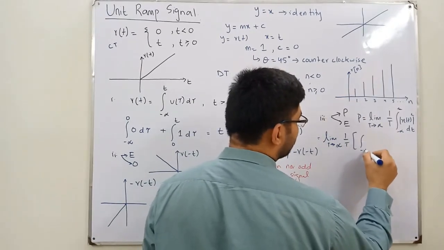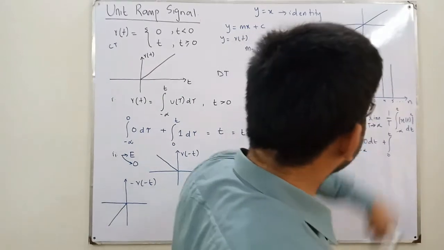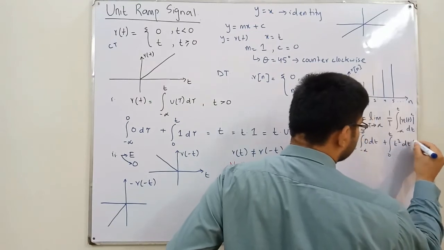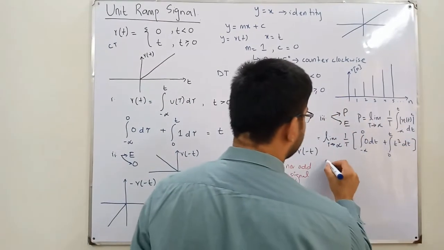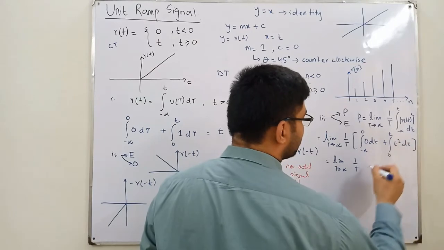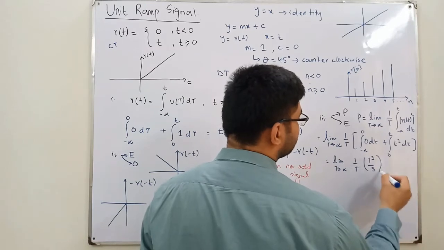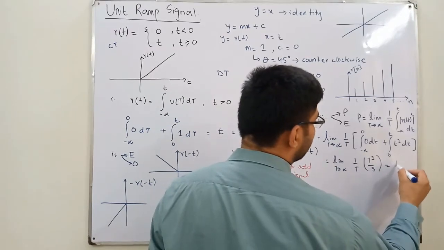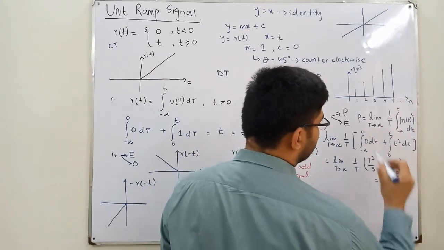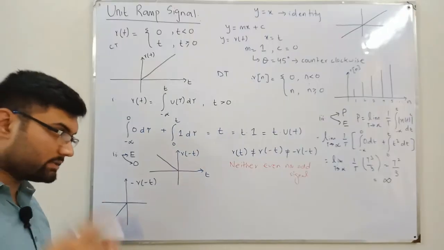and from negative infinity to 0 the value of the function is 0, and then from 0 to any value of t, the value is t, so the square of t would be t squared, with respect to t. So now the integration would give you limit t tending infinity, 1 over t, and t cubed by 3. You put the upper limit, so you have t cubed upon 3, the cube will cancel out with this t, so you have t squared upon 3, right? And now you put the limit, so you get infinity as the answer. So this power is infinite, so this is not a power signal.